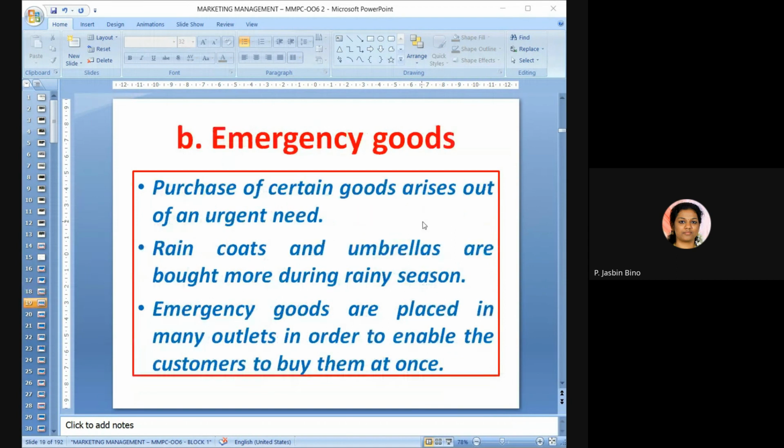The second one is the emergency goods. Purchase of certain goods normally arises due to some emergency or urgent need. For example, raincoats and umbrellas are bought normally during the rainy season.